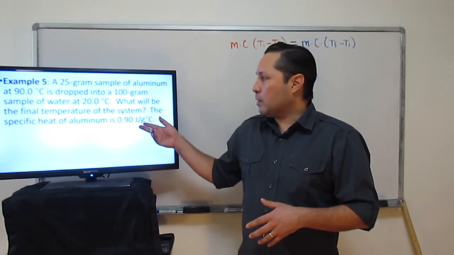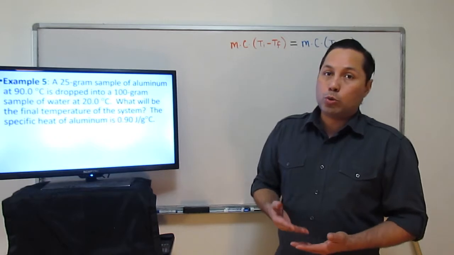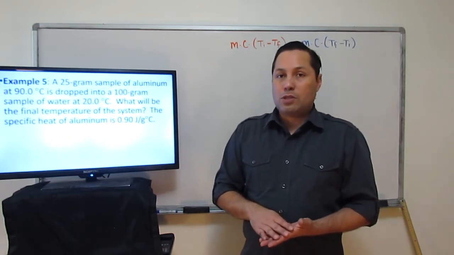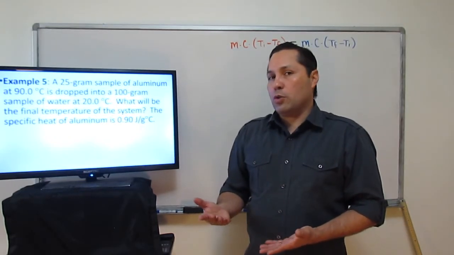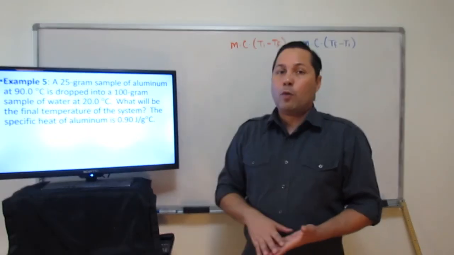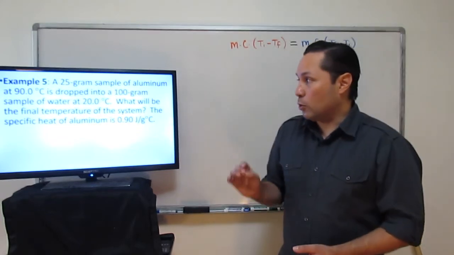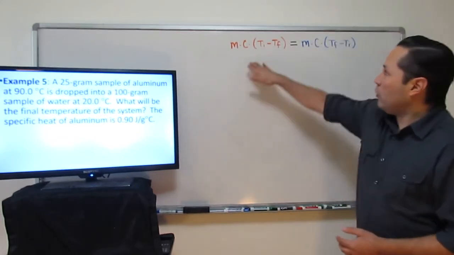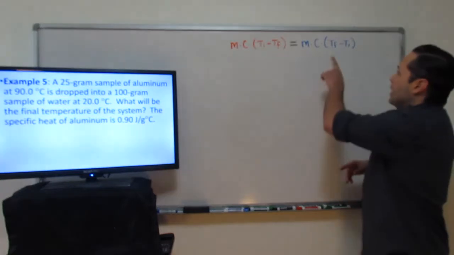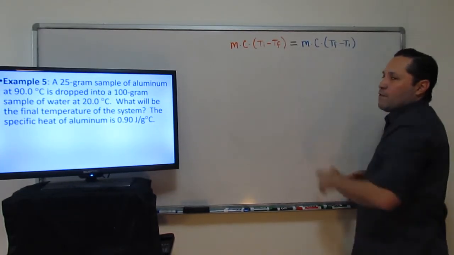Given to you all the way at the bottom of the problem is the specific heat of the aluminum, which is 0.9 joules per gram degree Celsius. Not given to you is the specific heat of water. You're expected to know what that is. The specific heat of water is 4.2 joules per gram times degree Celsius. So remember that number. Now, for the formula for heat transfer, again, Tf on the left side and the right side are the same value.